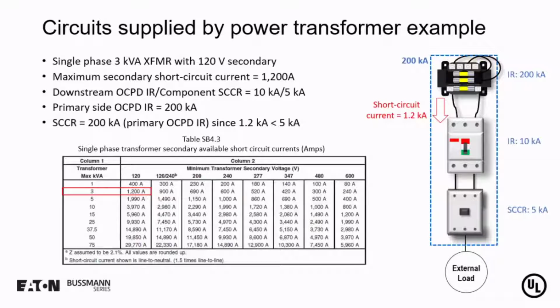So what happens then, we look at the primary side overcurrent protective device of the transformer. It has fuses that are rated 200 kA interrupting capability. So now the entire circuit that's shown on the right-hand side, that entire circuit that's covered with a dashed line, now has the short circuit current rating of 200 kA.